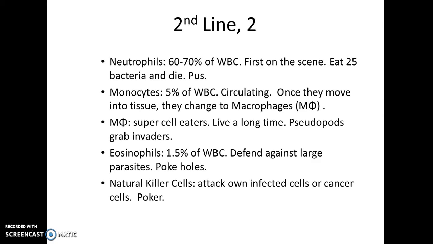Eosinophils, 1.5% of the circulating white blood cells, defend against large parasites like your ringworms and maybe some funguses. What they'll do is get on top and start poking holes in them, and hopefully they'll kill them with all the holes that they poke in them. And then we have natural killer cells. Natural killer cells will kill our own infected cells, or they kill cancer cells. They do this by poking holes with perforin.